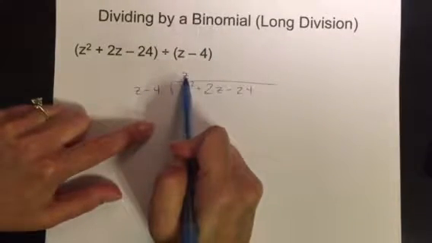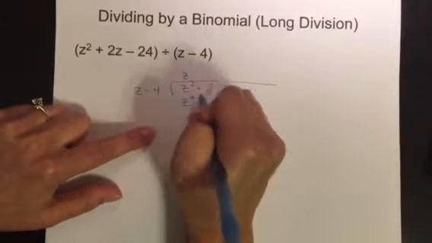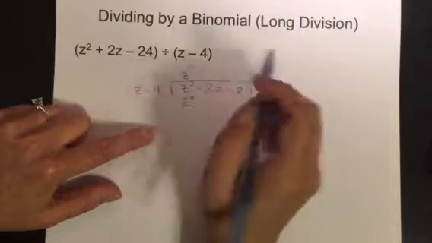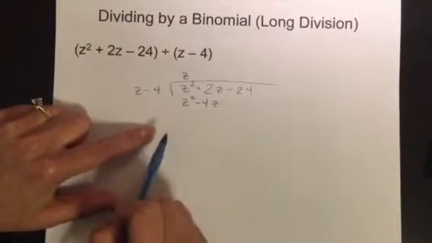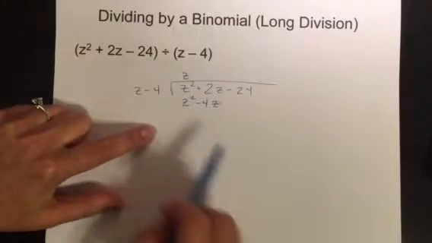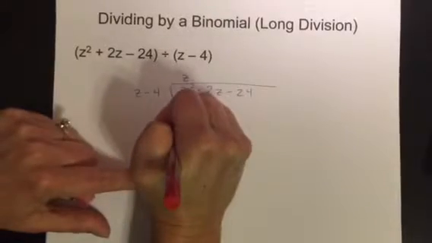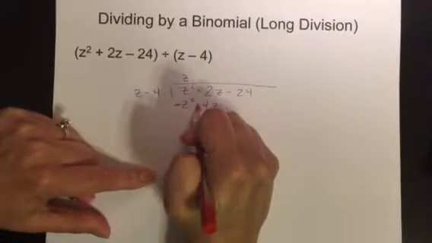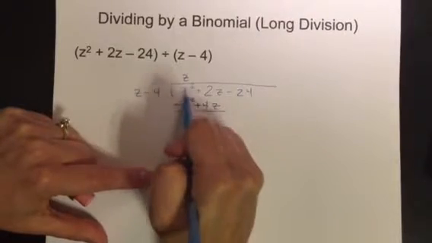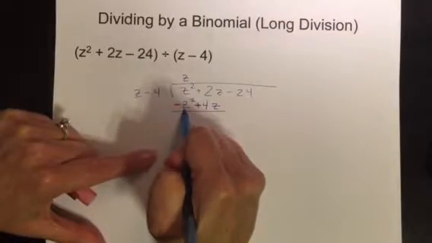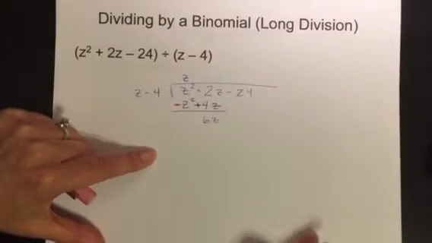So I'm going to go ahead and multiply through. So z times z will give me z squared, and then z times -4 will give me minus 4z. When we do long division, we're subtracting, right? So since we're subtracting, that changes this negative to a positive. That gets rid of my z squared, and now I have 6z.